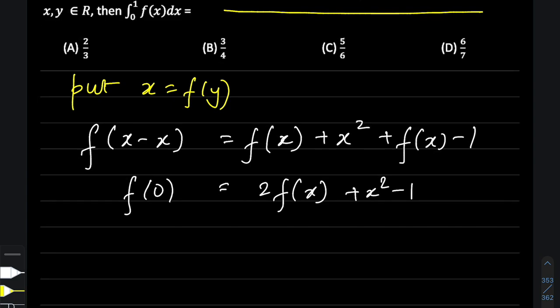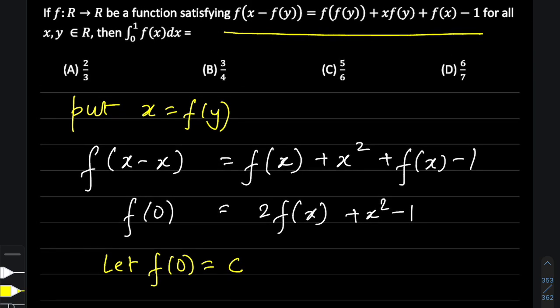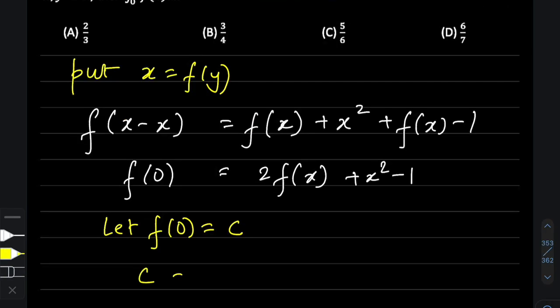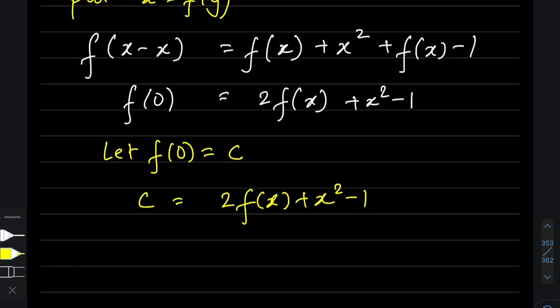Now what is f of 0 here? f of 0 is something which we don't know yet. So let's call that f of 0 as c, because we know for sure it's going to be some constant. So let's replace our f of 0 with c. That leaves us with c equal to 2f of x plus x squared minus 1. So what is f of x? f of x is going to be (c plus 1 minus x squared) over 2.